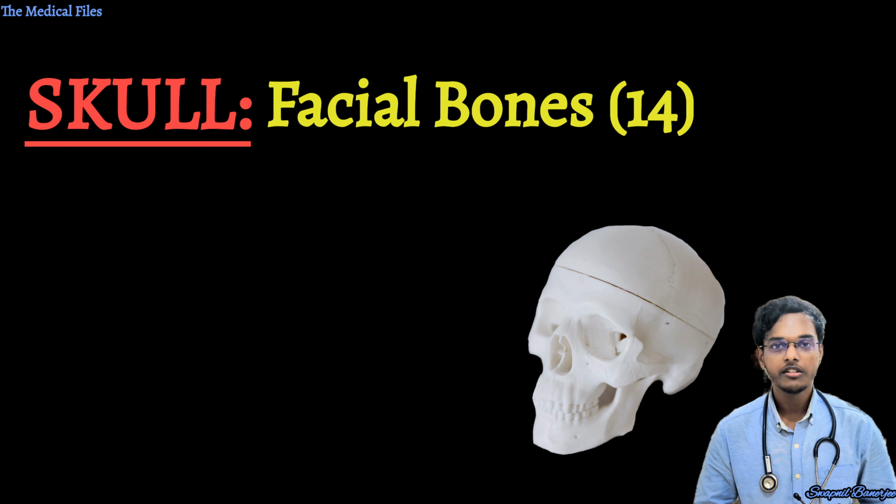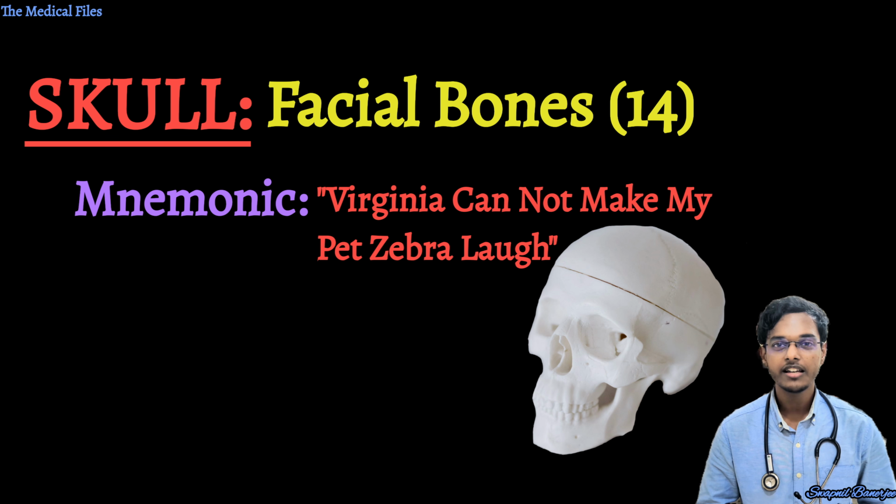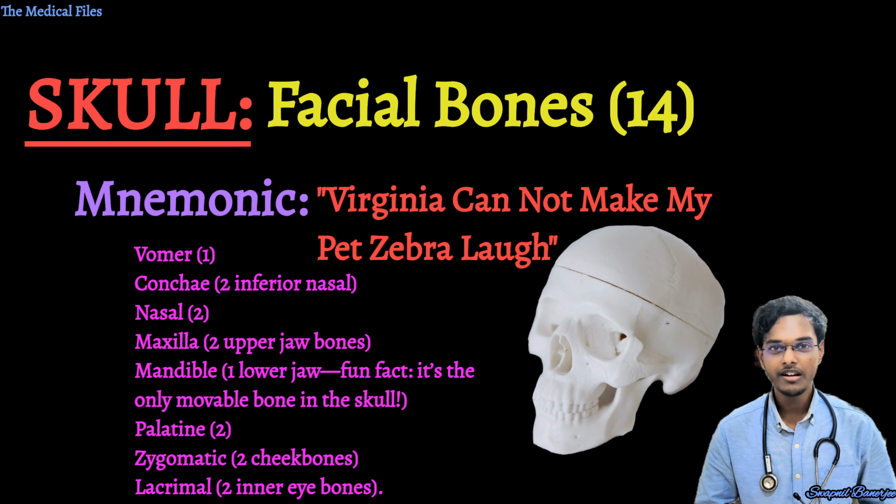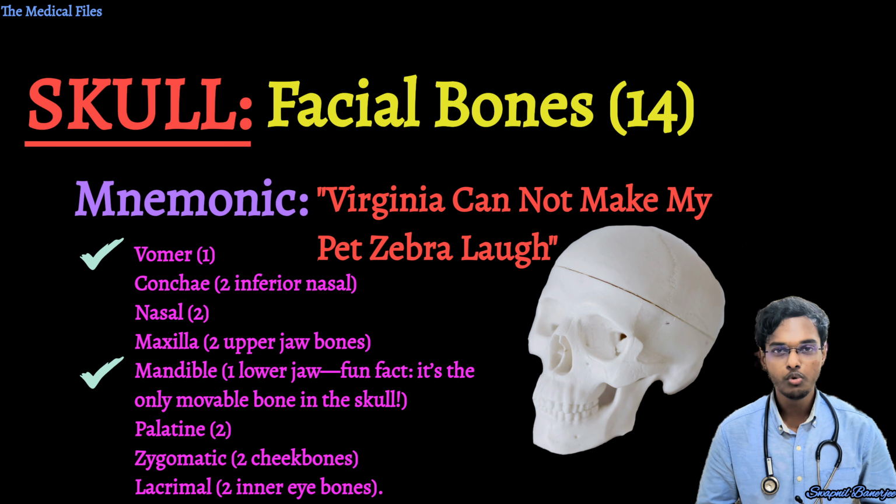Now coming to the facial part, there are 14 bones, and for that part we shall use the mnemonic Virginia cannot make my pet zebra laugh. So now V for vomer, C for concha, N for nasal, M for maxilla, M for mandible, P for palatine bone, Z for zygomatic, and L for lacrimal. Now here also remember only the vomer and mandible, these 2 bones are 1 in number and all the other bones are in pair. So that was the calculation of 22 bones.